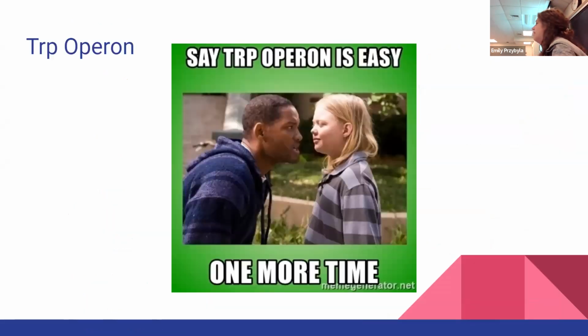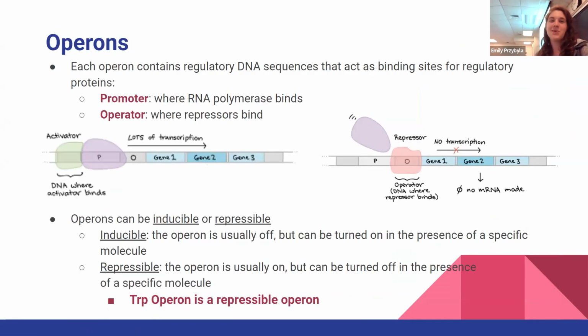And then we have the trp operon. No? Okay. So operons are DNA sequences that have one promoter for multiple genes. So the operator, we have the operator right here, the O. That's where your repressor binds. We have our P, which is our promoter region. That's where RNA polymerase binds. We have an activator back here. And then we have our genes. So operons are inducible and or repressible.